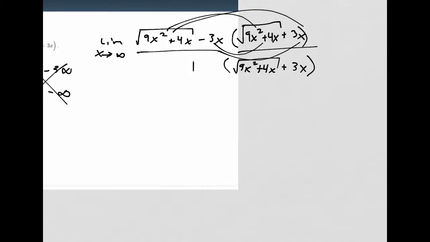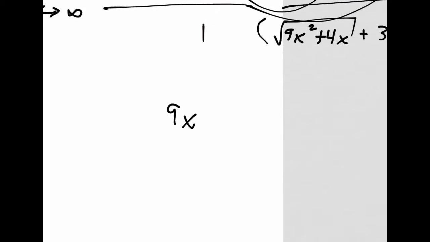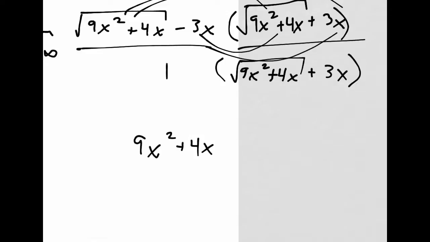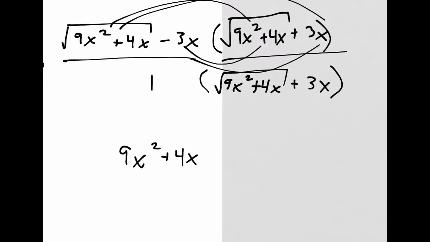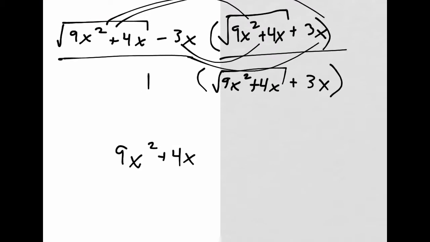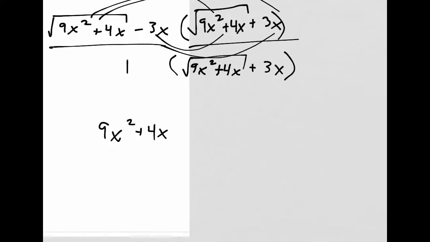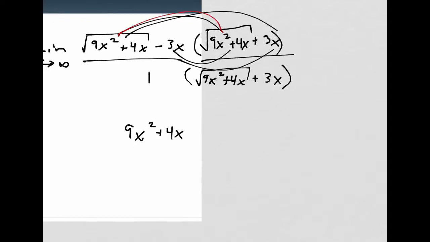Okay, square root of 9x squared plus 4x times the square root of 9x squared plus 4x. It's the same thing. The radicals go away, so you just get 9x squared plus 4x. And the middle terms cancel out. If you don't know, I'll write it down for you. So this times this, the radical goes away.